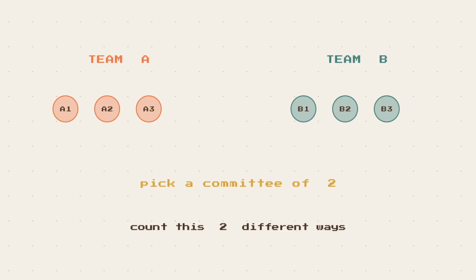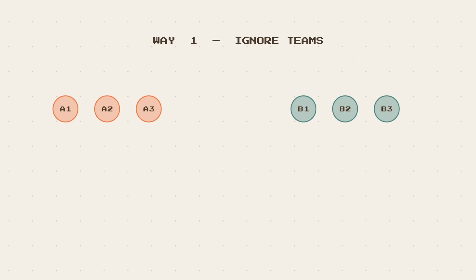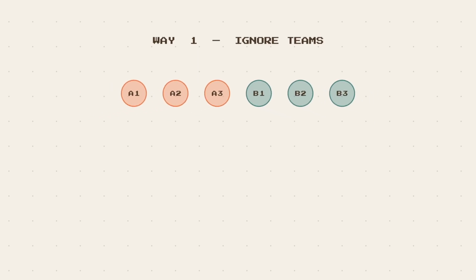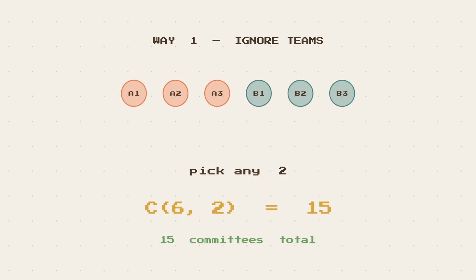Okay, so let's just take a look at way 1. Now, way 1 is easy. Forget the teams, merge everything into one pool of 6 people. Now pick any 2, right? That's going to be 6 choose 2, which gives us 15 committees in total, right? So 15 is the target, whatever way 2 gives us, it has to match exactly 15.